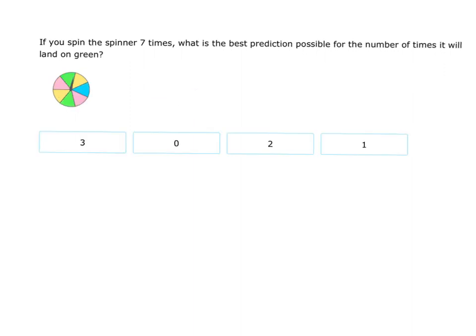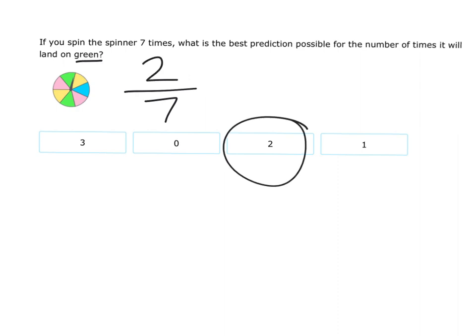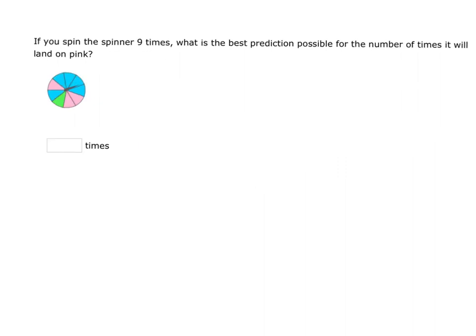If you spin the spinner 7 times, what is the best prediction possible for the number of times it will land on green? Okay, again, I have 7 possible spots. 2 out of 7 are green, so if I make a prediction, I'd say 2 times out of 7.